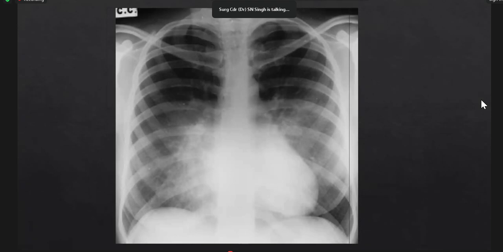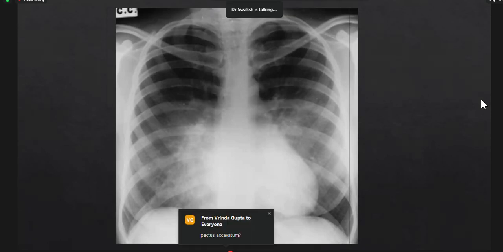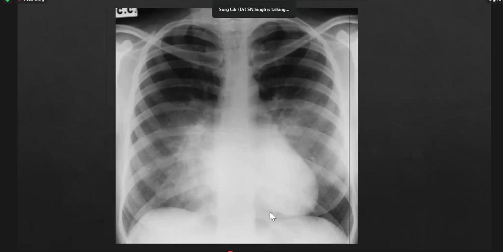It's a hazy, ill-defined soft tissue opacity. There is no calcification or air fluid level within, and it is seen separately from the right dome of the diaphragm. What about the right vertebral margin? Generally clear. The right heart border is not seen clearly. It's obscuring the right heart border.